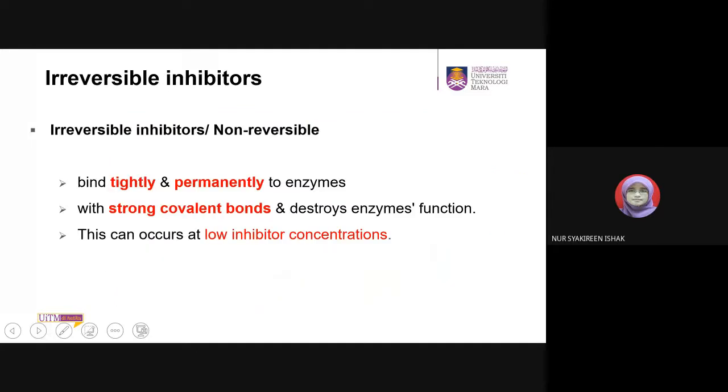Okay, so the next type of inhibitors is irreversible inhibitors. The effect is permanent. It destroys the enzyme permanently. Irreversible inhibitors, or non-reversible inhibitors, will bind tightly and permanently to the enzyme with strong covalent bonds and destroy the enzyme function. This can occur at low inhibitor concentration.